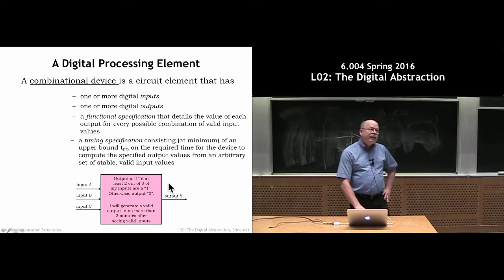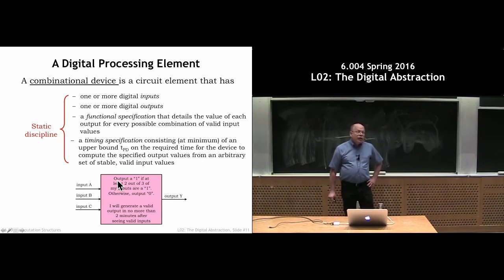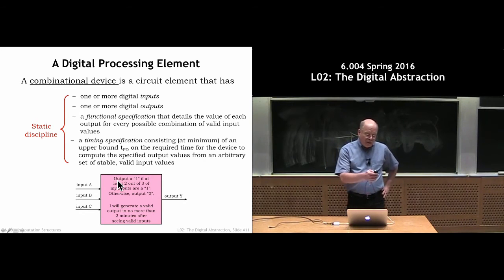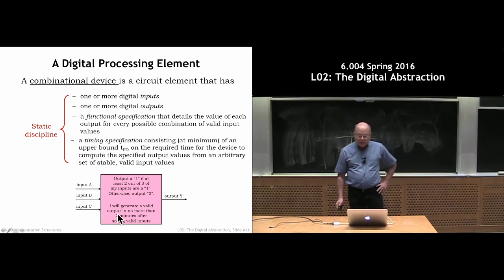And finally, there's a timing specification, which at a minimum tells you how long you have to wait, once the inputs are valid and stable, for an answer to come out. 1 nanosecond, whatever it is. So these 4 things are what we call the static discipline. A combinational device is a device that obeys the static discipline. These are mostly definitional at the moment, but we're going to start using them to get more information about what sort of circuitry we can build that will satisfy the static discipline, that will actually be a legal combinational device.